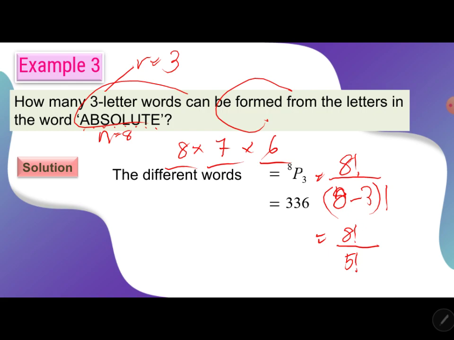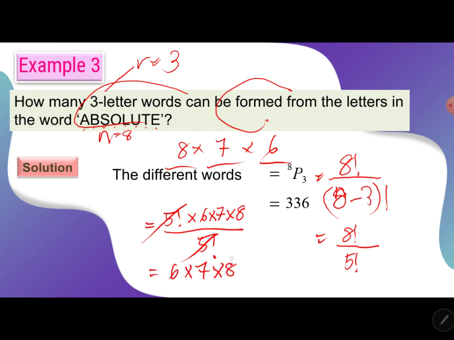This 8 factorial can be written in a way that includes 5 factorial. 5 factorial includes 1 to 5, and what's left is 6 multiplied by 7 multiplied by 8. So it will be 8 factorial divided by 5 factorial. 5 factorial divided by 5 factorial cancels, so we are left with 6 multiplied by 7 multiplied by 8, which will give the same answer as 8P3, 8 multiplied by 7 multiplied by 6.